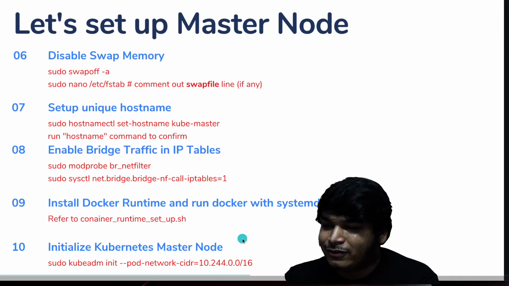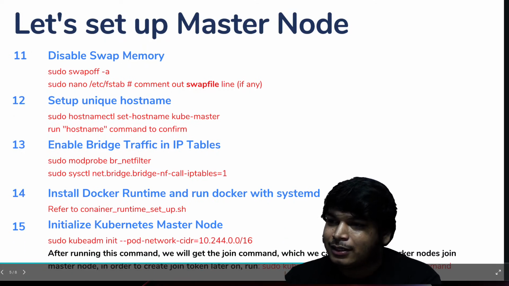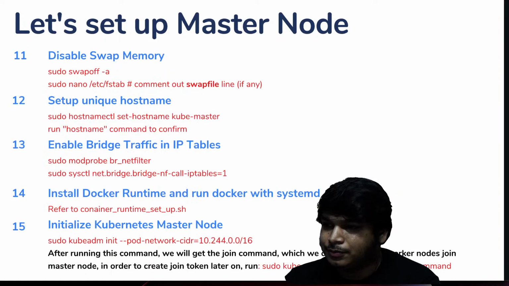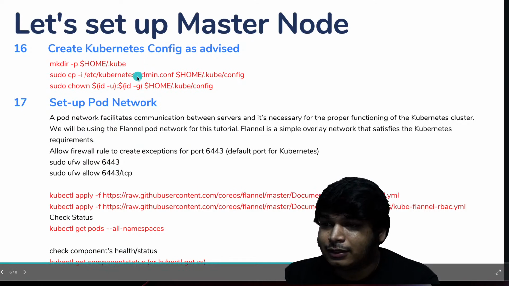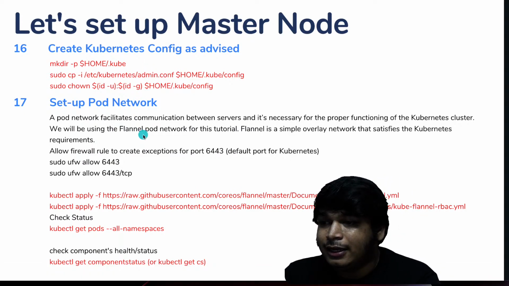Okay, so we have done this part, right? We have done this on the master nodes already. Now let's create the Kubernetes config. We already created the config directory. Now set up a pod network.